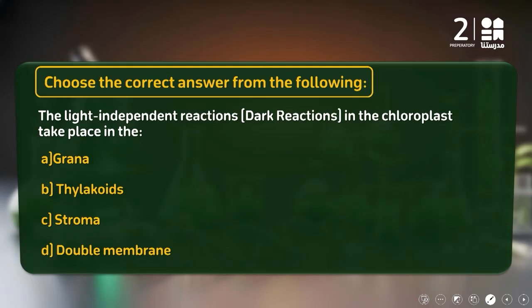Thylakoid is the membrane which surrounds the chloroplast. Stroma, and stroma here is the colorless part in the chloroplast. Double membrane that surrounds the chloroplast. The answer must be stroma. It is the colorless part which contains many enzymes that the light-independent reaction, or the dark reaction, depends on inside the chloroplast.